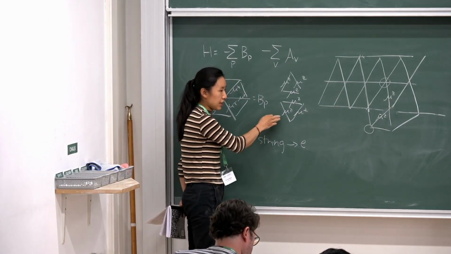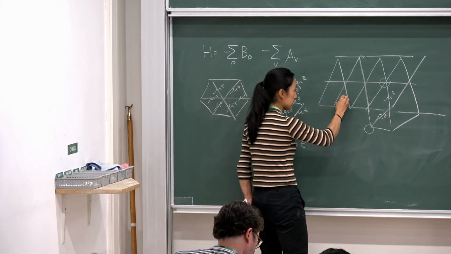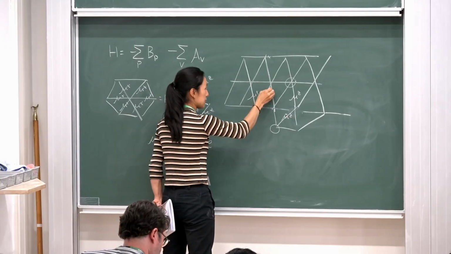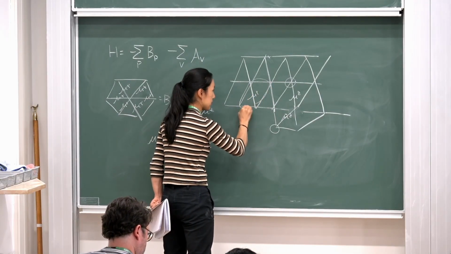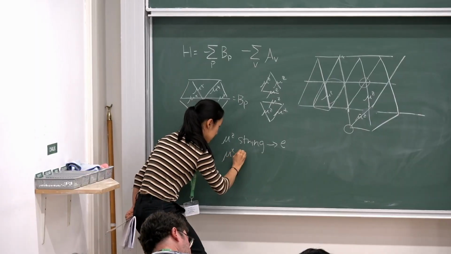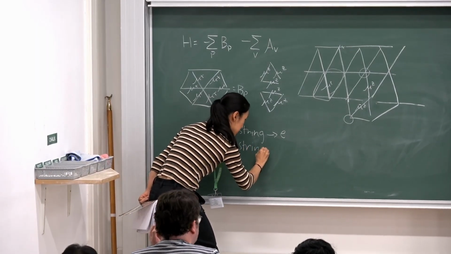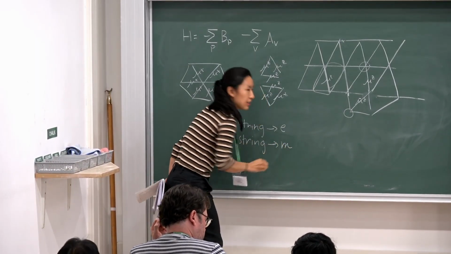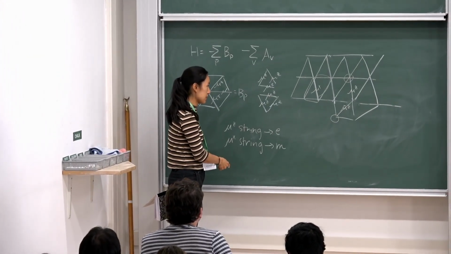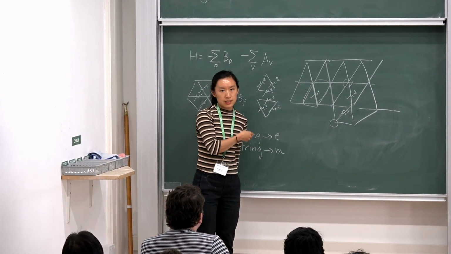You also have mu x, where if you act with a single mu x here, then it will create 2 flux excitations, this one and this one here. So you also have mu x strings, and this will give you your flux. So these are your 2 one-form symmetries. They're topological in the ground state.